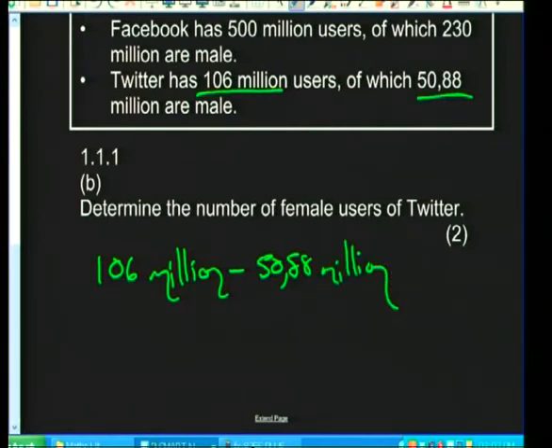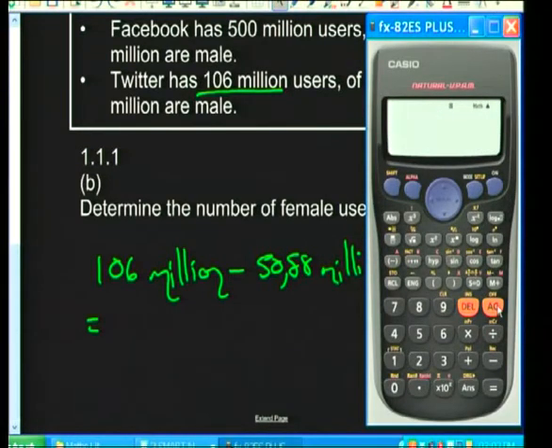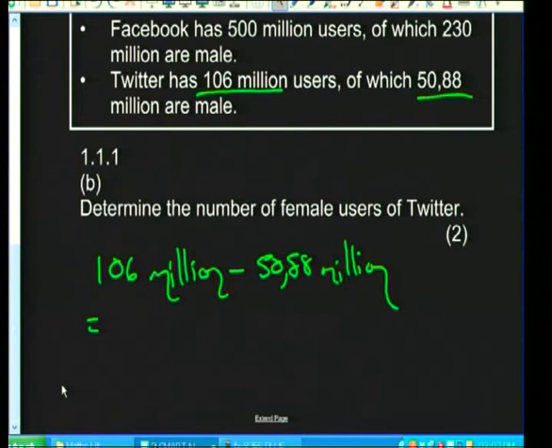And again, don't hurt yourself. Let your calculator do the work. So let's do that. 106 minus 50.88 equals, and my answer is 55,12. 55,12 what? 55,12 million. That's the number of females. Guys, this is not hard at all. Let's keep going. Next question.